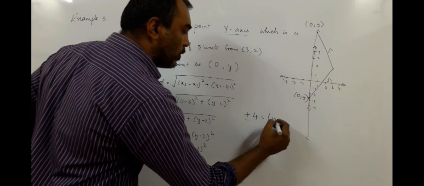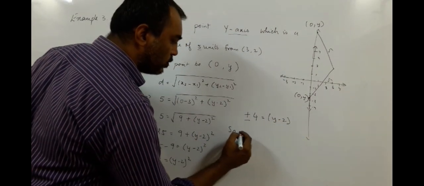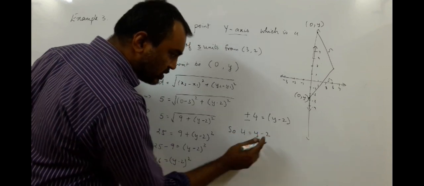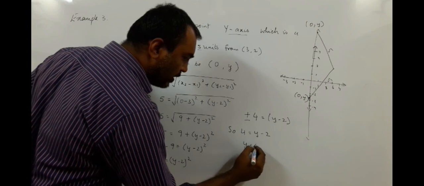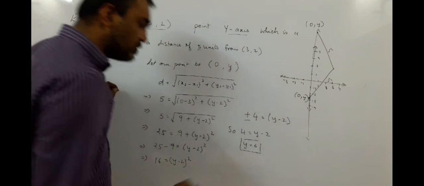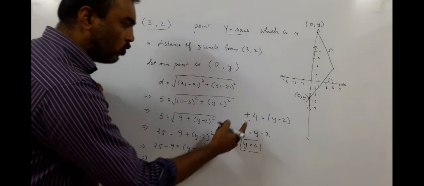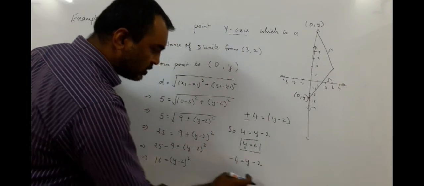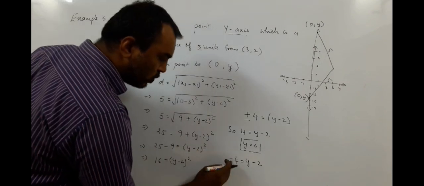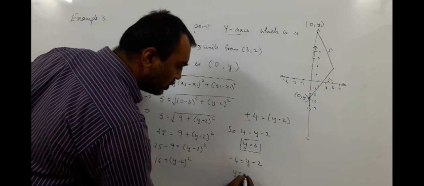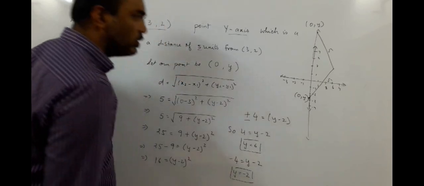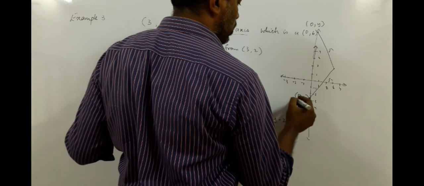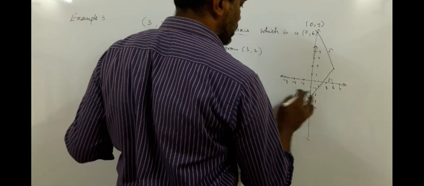So we get y minus 2. Now you can take 4 equal to y minus 2. Bring the minus 2 on this side: 4 plus 2, y equal to 6. This is one answer you may get. But if you take minus 4 equal to y minus 2, then the minus 2 comes on this side and becomes plus 2. So minus 4 plus 2 is minus 2, so y equal to minus 2. So the points we have are 0, 6 or 0, minus 2.